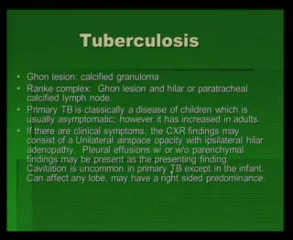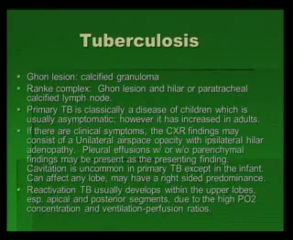Cavitation is not common in primary TB except in the infant. It can affect any lobe, and it may have a right-sided predominance, as opposed to reactivation TB, which develops usually in the upper lobes, especially the apical segments and the posterior segments, due to the high PO2 concentration and the VQ ratios.